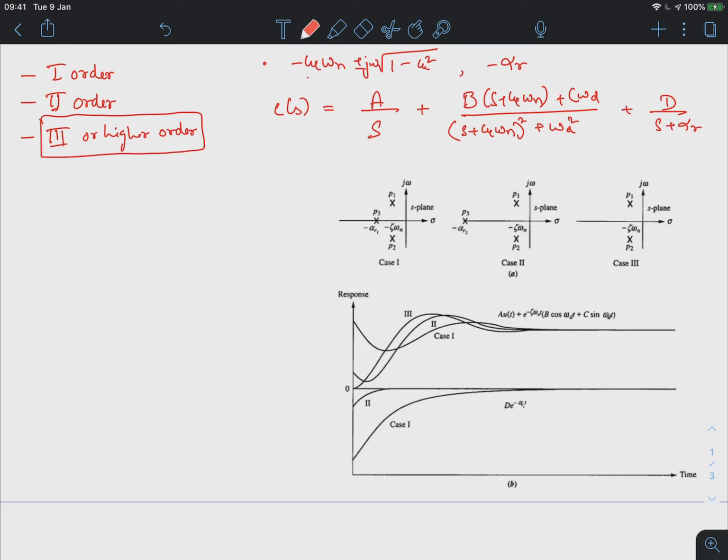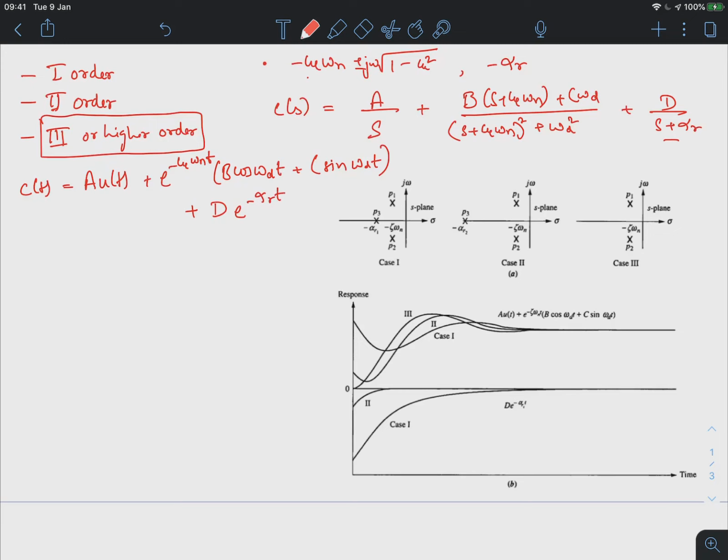And in the time domain, this c of t is given by a u of t, where u is the step signal, plus e to the power minus xi omega n t times (b cos omega d t plus c sin omega d t), plus the next contribution because of this term, which is the pure exponential, so d times e to the power minus alpha r t.